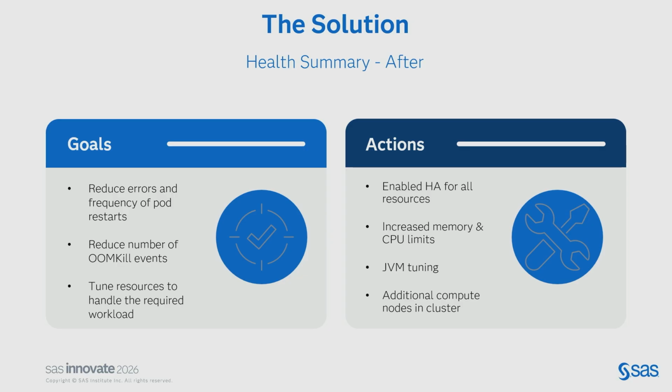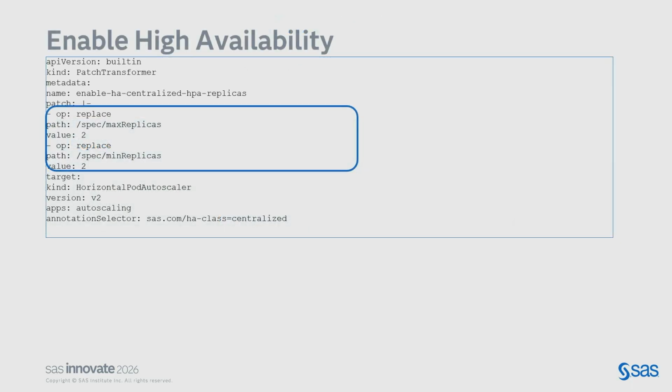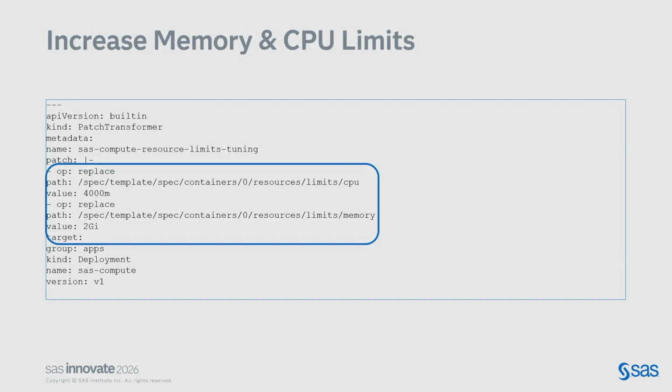And then we enabled high availability across the deployments so workloads could continuously, seamlessly work through even if a pod or node failed. And then we also increased the memory and CPU limits in areas where the platform was under-provisioned. This significantly reduced the out-of-memory terminations and improved the performance under load.